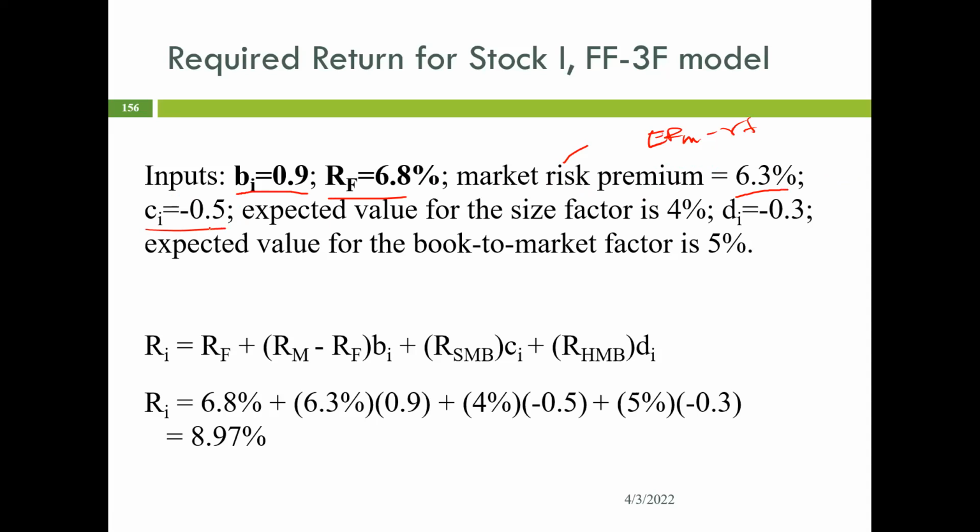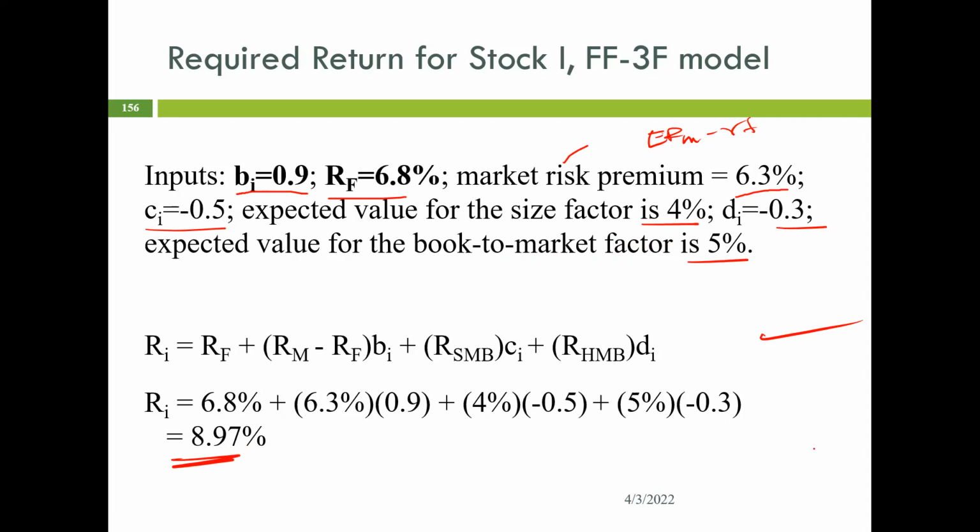You are given the variables. That is the coefficient of the size factor, so the expected value for the size factor is 4%. The coefficient is 0.3 for the value factor, so the expected value of the book to market is 15%. If you have calculated these numbers empirically using the empirical data, then you can apply this model to estimate the required rate of return.